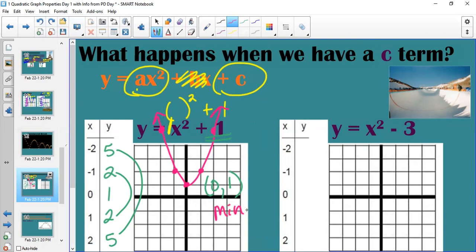And let's try one more like that. This time we're going to see what a negative constant does. Okay, so order of operations. We're going to square our x, and then we're going to subtract 3.